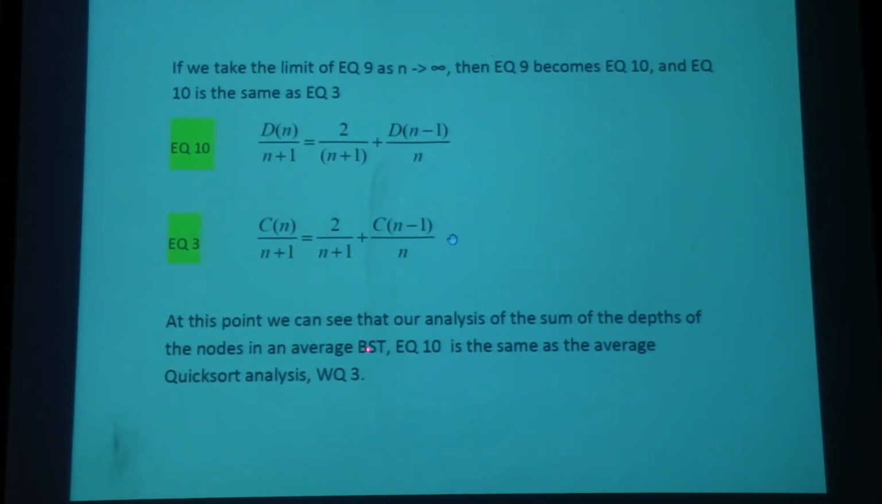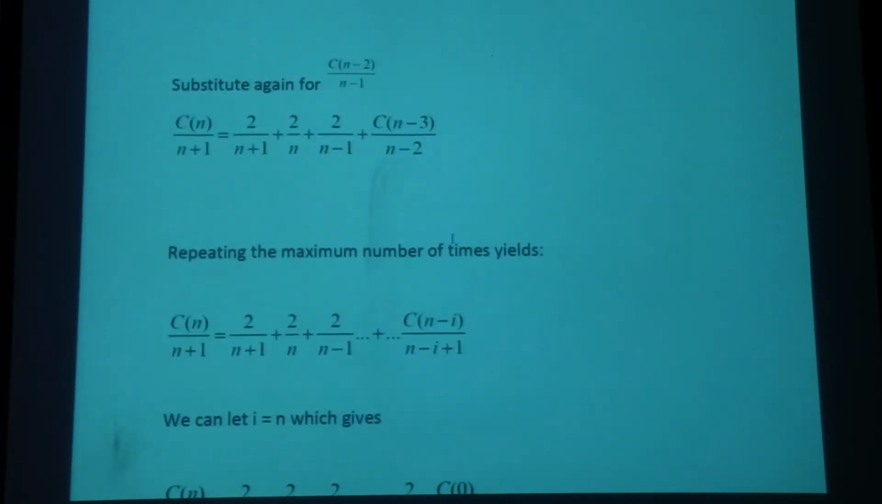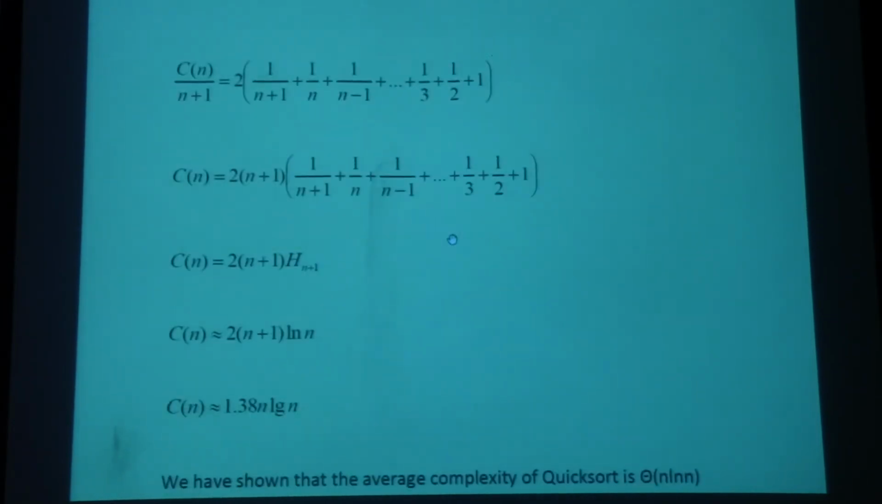And the nodes in the average BST, equation 10 is the same as the average of the quicksort analysis in equation 3. Which means that the result is going to be what? 1.38. Remember our number? 1.38 n log n. How many nodes are in our tree? N. So if we divide 1.38 n log n by n, what do we get? 1.38 lg n. So what's that?